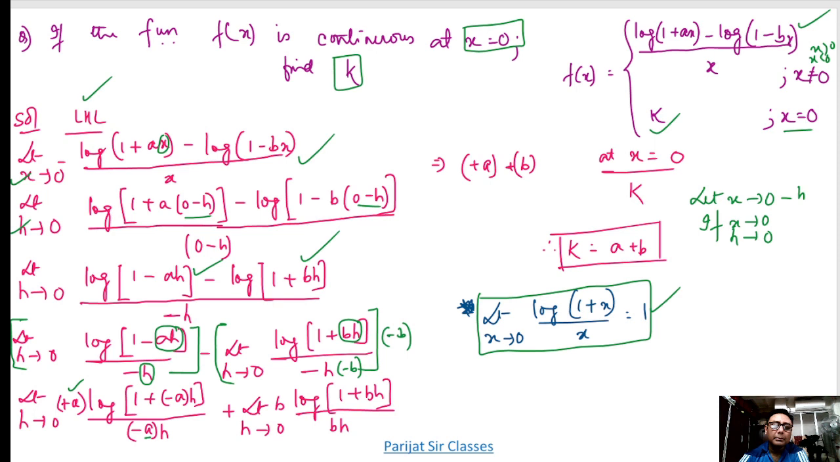So minus and minus becomes plus. So this becomes 1, this becomes 1. So that is plus a, and that is minus b, plus b. So the left hand limit gives me a plus b, and at x equal to 0 we get k. So k is equal to a plus b. You have to remember this formula. This is an important formula.